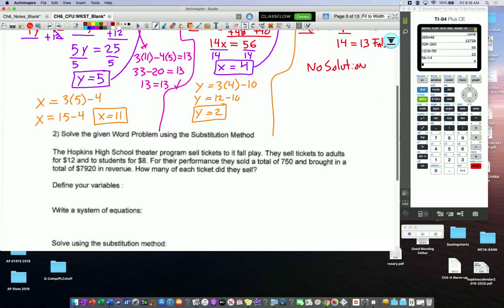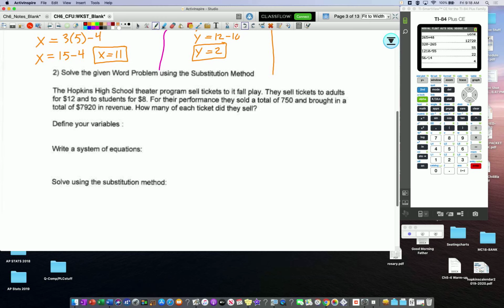All right, let's take a look at our word problem. Hopkins High School Theater Program. I don't know if any of you are in the theater program, but if you are, hey, this is a great program. So it says, the Hopkins High School Theater Program again sells tickets to its fall play.